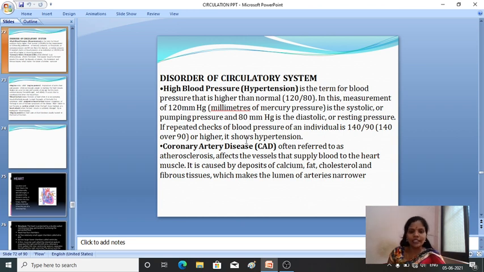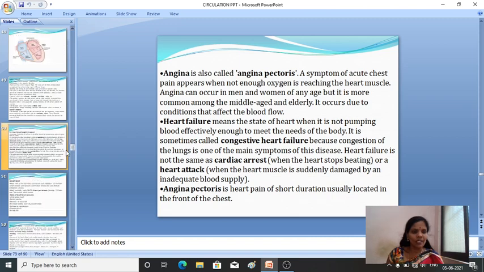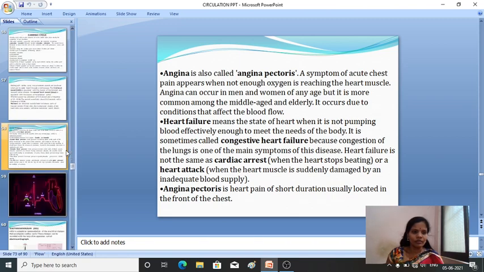Fine. Then CAD, that is coronary artery disease. It is mainly caused by the deposition of calcium, fats and cholesterol. Then angina pectoris, heart failure, cardiac arrest, heart attack. So these are the disorders associated with the human circulatory system. Okay, hope it's clear to you.